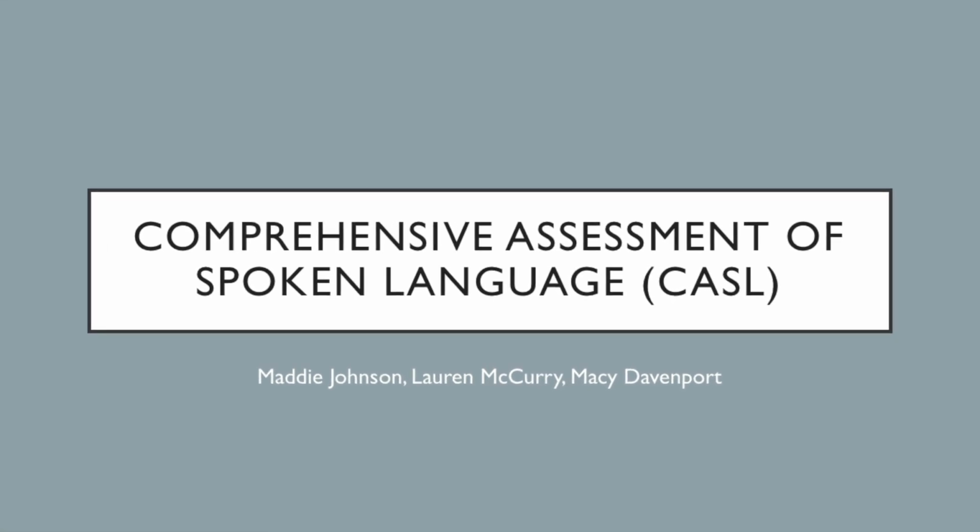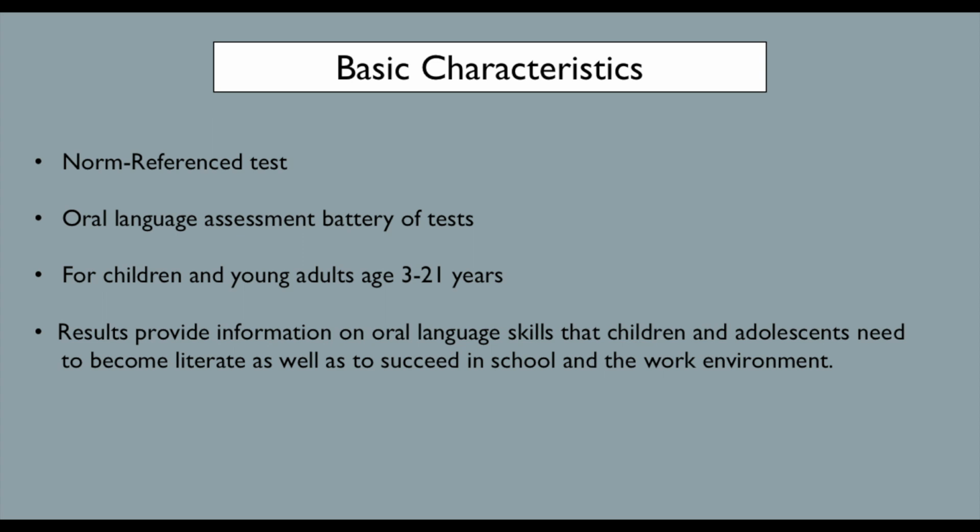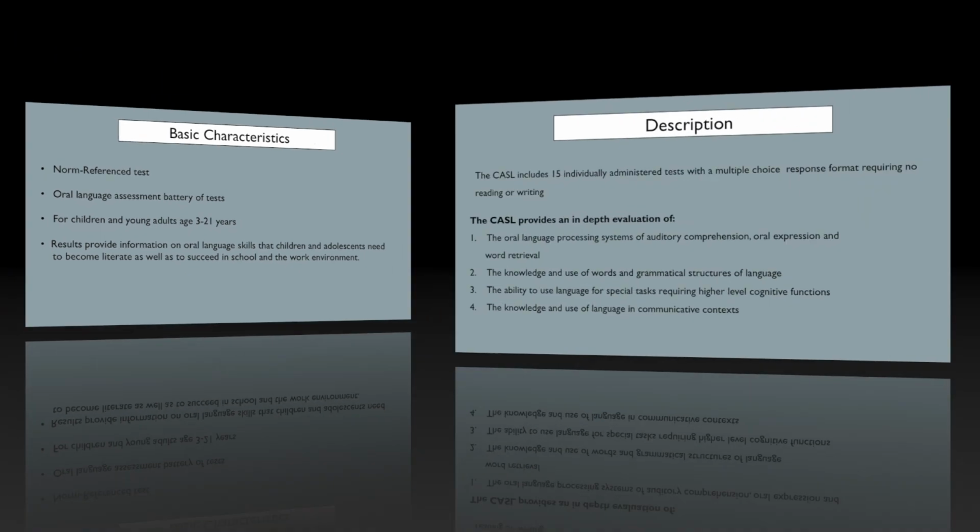The Comprehensive Assessment of Spoken Language. The basic characteristics of this assessment are that it is a norm-referenced, oral language assessment battery of tests for children and young adults aged 3 to 21 years. The results provide information on oral language skills that children and adolescents need to become literate, as well as to succeed in school and the work environment.